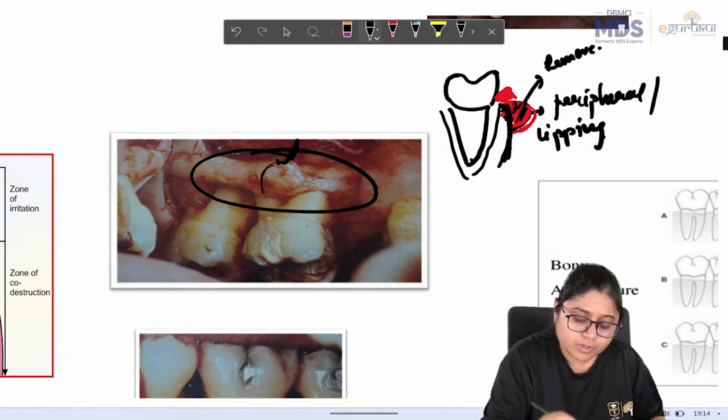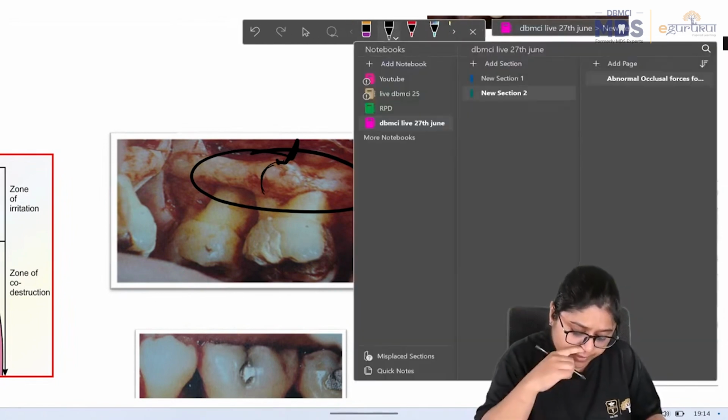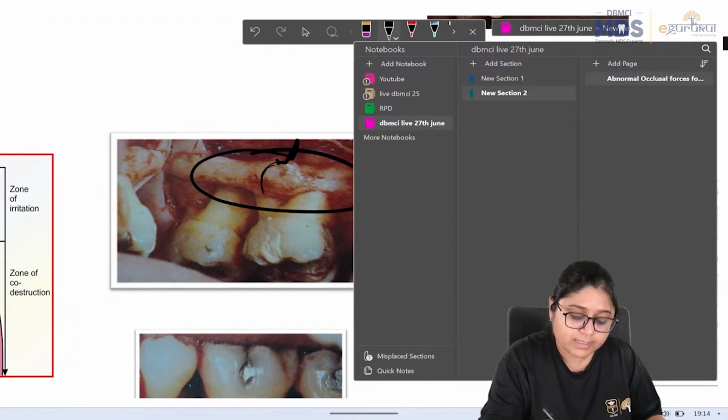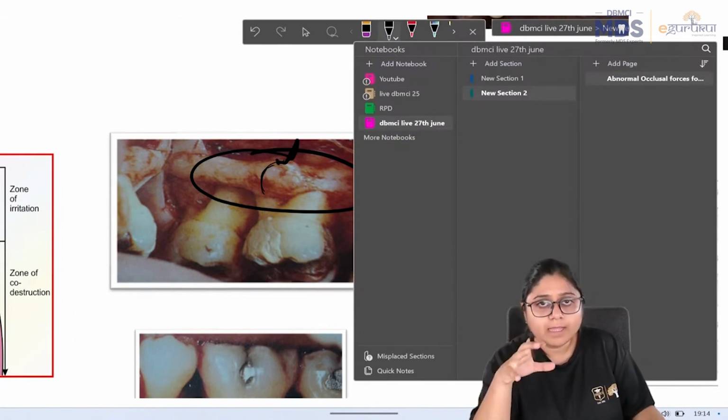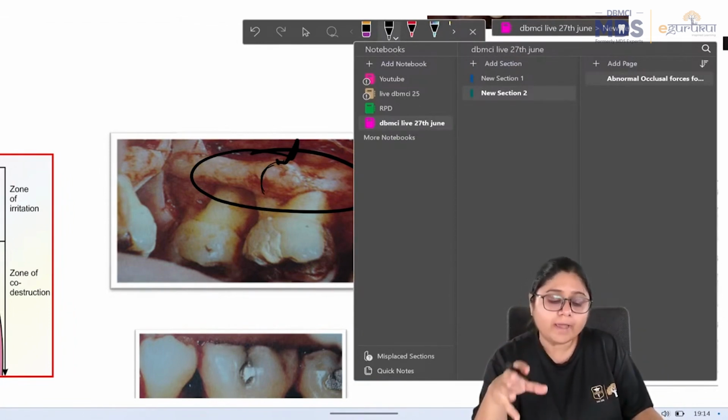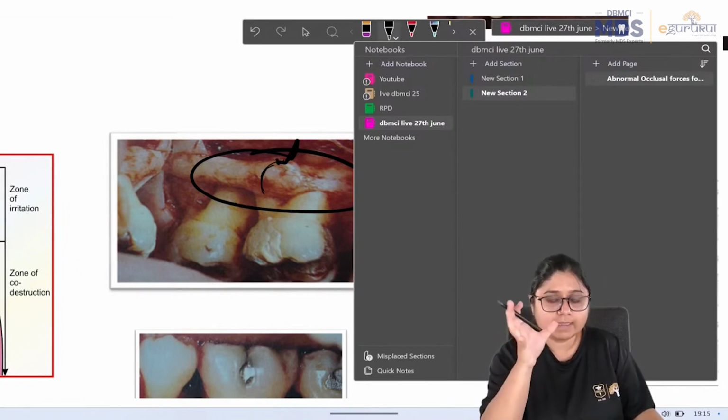Okay. This is your central and peripheral bone buttressing. This is your peripheral bone buttressing. In central bone buttressing, there will be increased deposition into the marrow spaces. Okay, there you will see thickening of the bone.